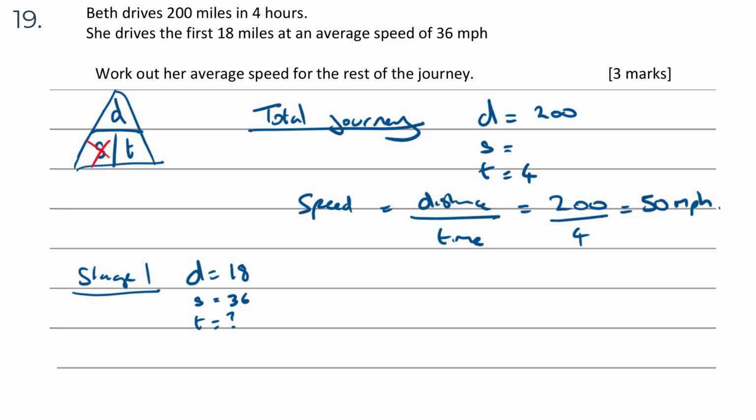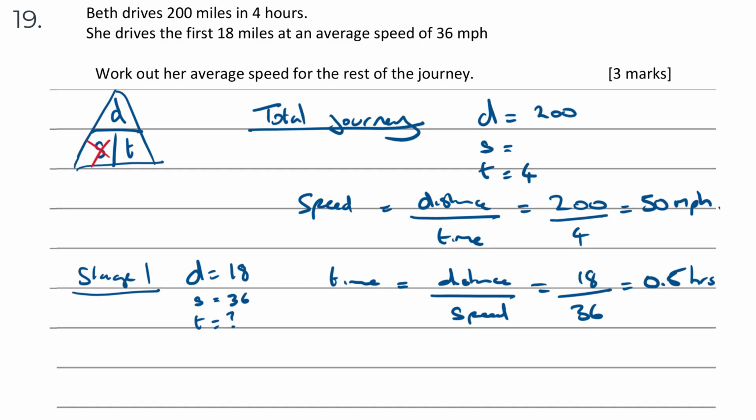So again, going back to the DST triangle, if you cover up T, you can see that time is going to be distance divided by speed. Which is going to be 18 divided by 36, which looks like a half to me, 0.5. So what's the units of that then? This is time in hours, isn't it? So 0.5 hours, that's half an hour or 30 minutes. I'm just going to leave it in hours for now.